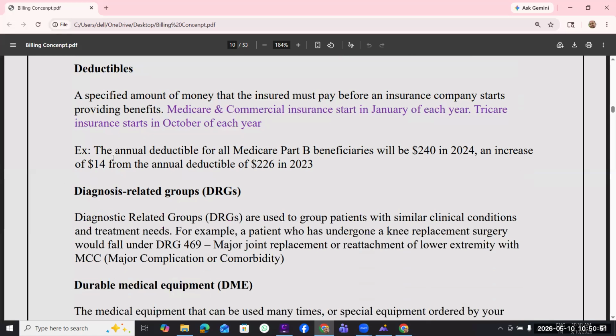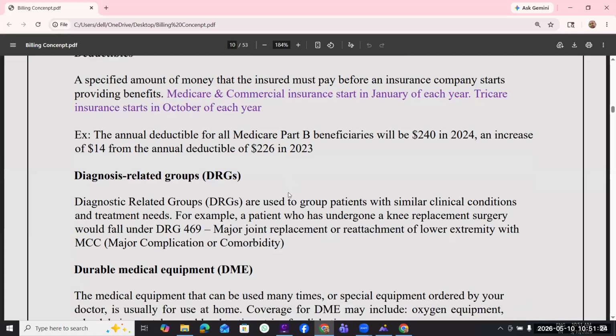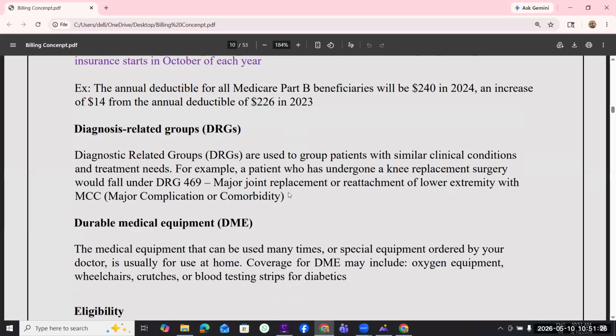An example is the annual deductible for all Medicare Part B beneficiaries will be $240 in 2024, an increase of $14 from the annual deductible of $226 in 2023. So this is an example given: in 2024 this much amount, 240, and in 2023 it was 226. So each year they are increasing by $14. This way you can understand the deductible amount.